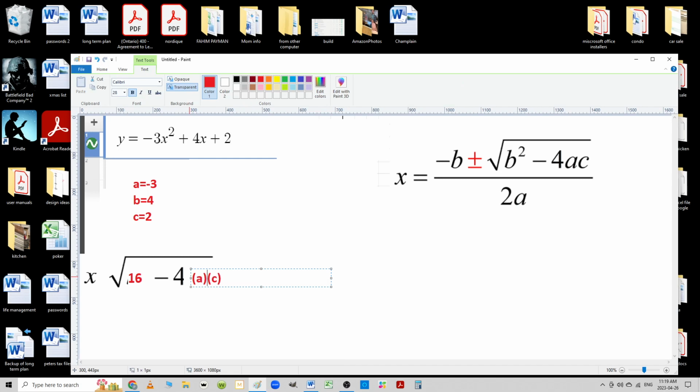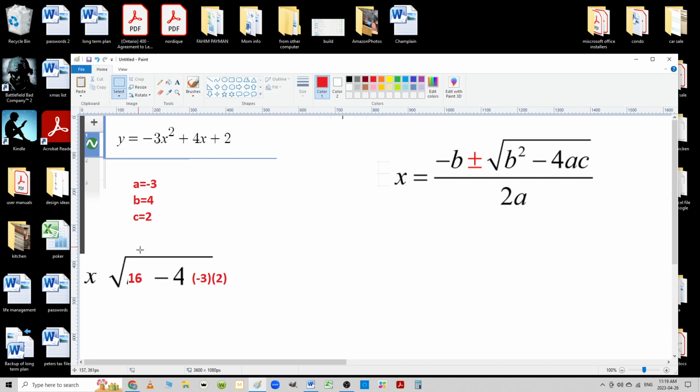Well, A is minus 3. That's why I use a bracket, to separate my negatives. And C is 2. What is minus 4, which is this front one, times minus 3 times 2? Well, a minus times a minus is a positive. So you get positive 12, and then times 2 is positive 24. So that becomes positive 24.